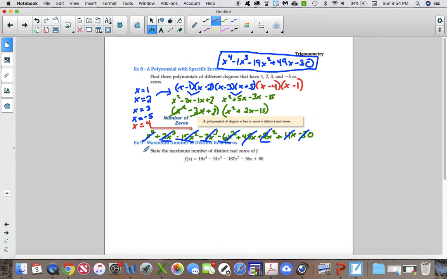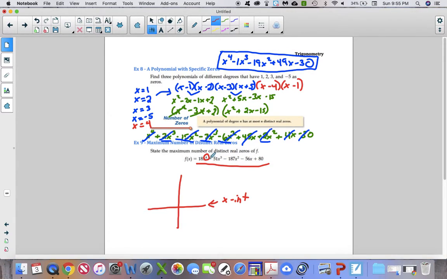Okay. All right. Example 9 is just a really straight, quick answer. State the maximum number of distinct real zeros if this is my polynomial function. Okay. So when they're saying the maximum number of distinct real zeros, they're saying what's the maximum number of times he could cross the x-axis, right? Zeros are x-intercepts. So what's the maximum number of times he could cross? If he's an x to the 4th power, as his parent function, all this other stuff is just added extra. x to the 4th power is the highest power. That means he can cross a maximum of 4 times, right?